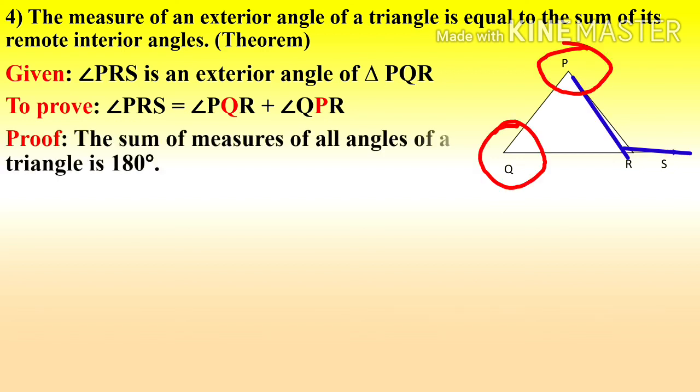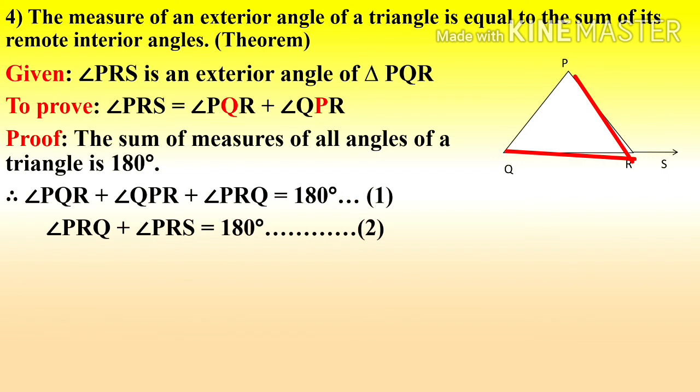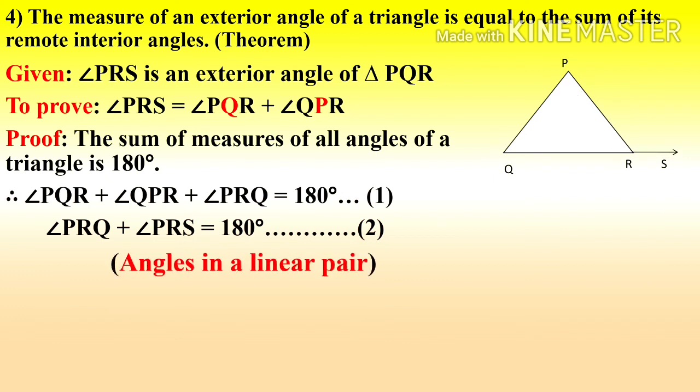Proof. The sum of measures of all angles of a triangle is how much, student? 180 degrees. Angle Q plus angle P plus angle R equals 180 degrees, all the three angles of a triangle. This is equation number 1. Now, angle PRQ plus angle PRS equals 180 degrees. Second equation, angles in a linear pair.